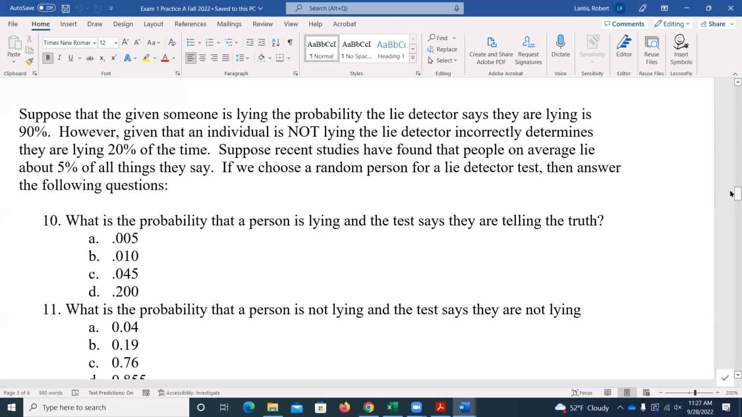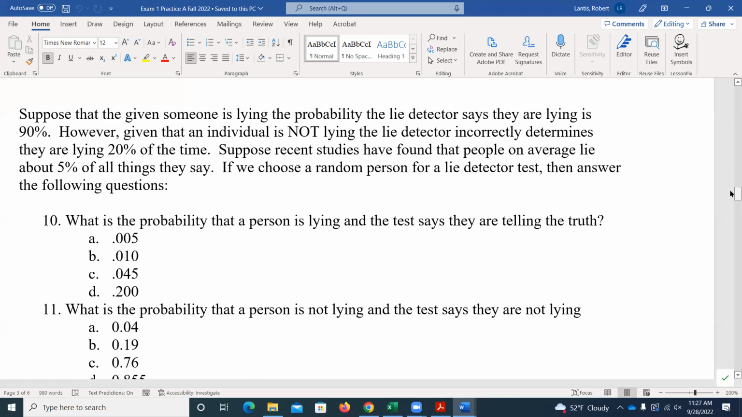Yeah, right. There's only two states of nature. I'm either lying about something or I'm not. So I know those have to add up to 1. We then had this idea that, given that someone is lying, if I know that 90% of the time the lie detector picks that up, what percent of the time will the lie detector incorrectly not pick that up, right? Show that they're not lying.